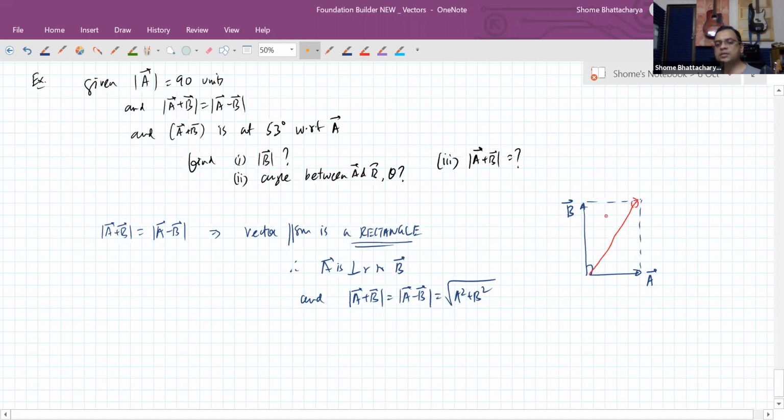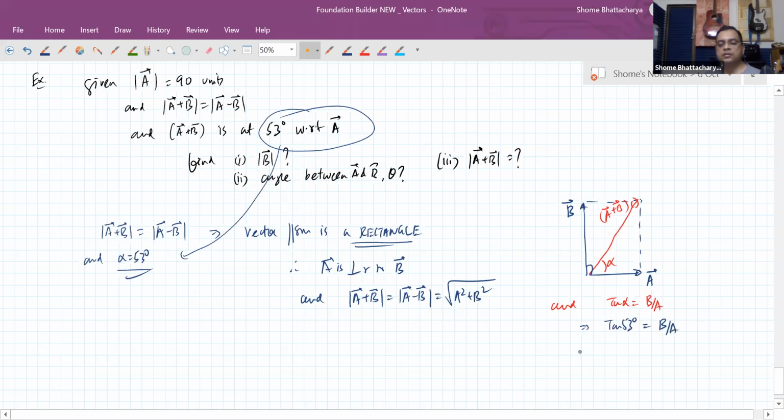Okay, and also it means that the angle made by a plus b with respect to a is this. So here it is given to us that alpha is 53 degrees. So tan 53 degrees is b by a. So 4 by 3 is equal to b by 90. So b is becoming 120.